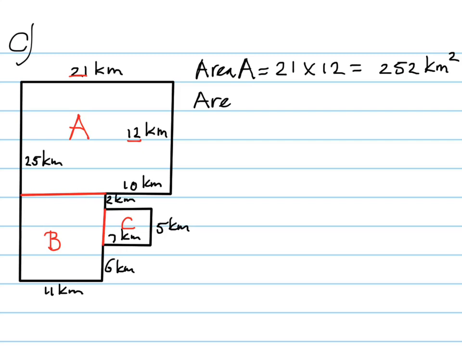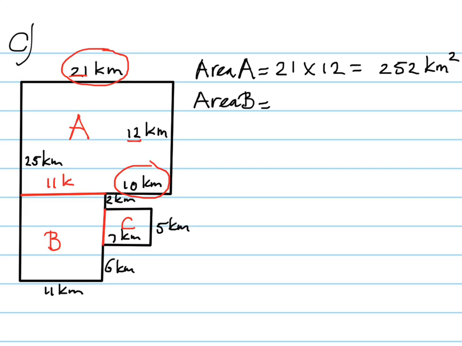Now area B is going to be a little bit more tricky because we've got to work out what the length and the width of rectangle B is. We've got the 21 kilometers of area A, which is the total length, and we also know that the smaller section is 10 kilometers. So when we subtract the 10 kilometers from the total length of 21 kilometers, we end up with 11 kilometers, which is the top of rectangle B. Now we already knew that because it was given right at the bottom, you see, it's 11 kilometers. But it's good to do because you can see how you can work out the length of a rectangle if it's not given.